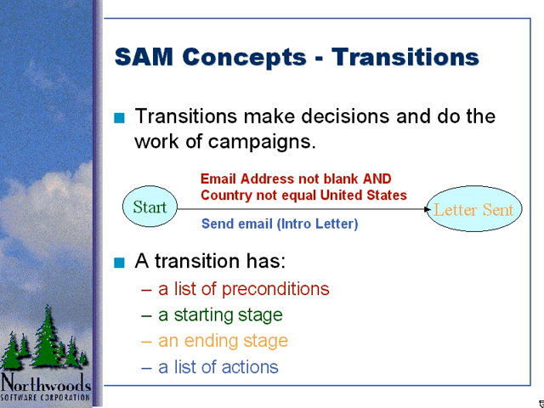So here the preconditions are in red, and it's email address not blank and country not equal United States. So you can imagine a sales force, not unlike ours at Northwoods, that follows up U.S. leads but not European and Asian and Australian leads. So we have a transition like this where if we do have an email address but it's not the U.S., send a letter. And that's how our campaign starts for that kind of a contact. If it's U.S. and there is a phone number, we take a different transition out of the start stage.